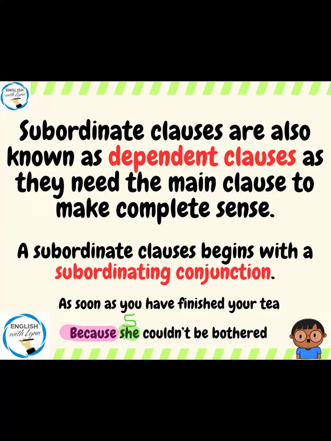And then "could not" is the verb, couldn't be, and then "bothered" is what she couldn't be. So we're looking at the negative form within that sentence. So we've got this part here as a verb, okay? So when you are looking at subordinate clauses, spot the subordinating conjunction and then see if you can work out the subject and the verb.